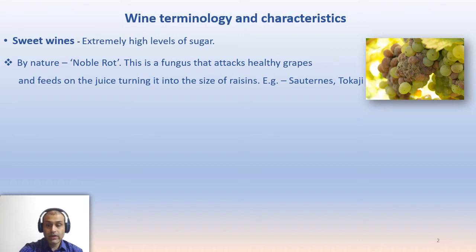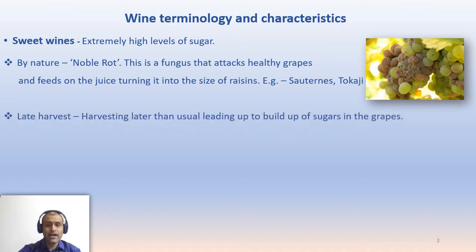Moving on. Second way is the late harvest. It's a concept where you harvest later than the usual. If you're supposed to harvest today, you leave the grapes on the vine for a couple more weeks or a few more weeks, depending on the winemaker, and allow the grapes to build up more sugar than usual, and then obviously you make wine from these grapes. You'll be getting wine which is sweeter.